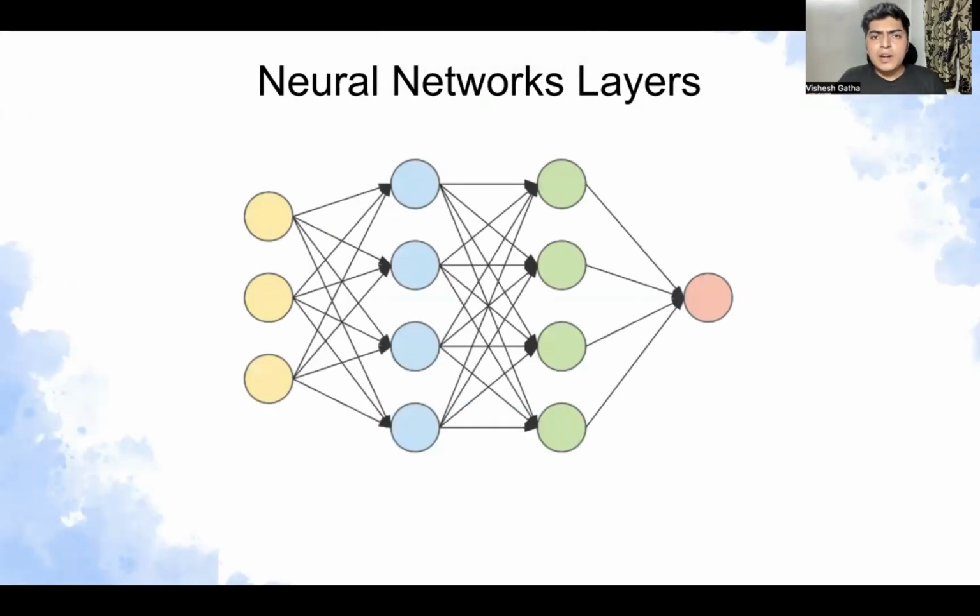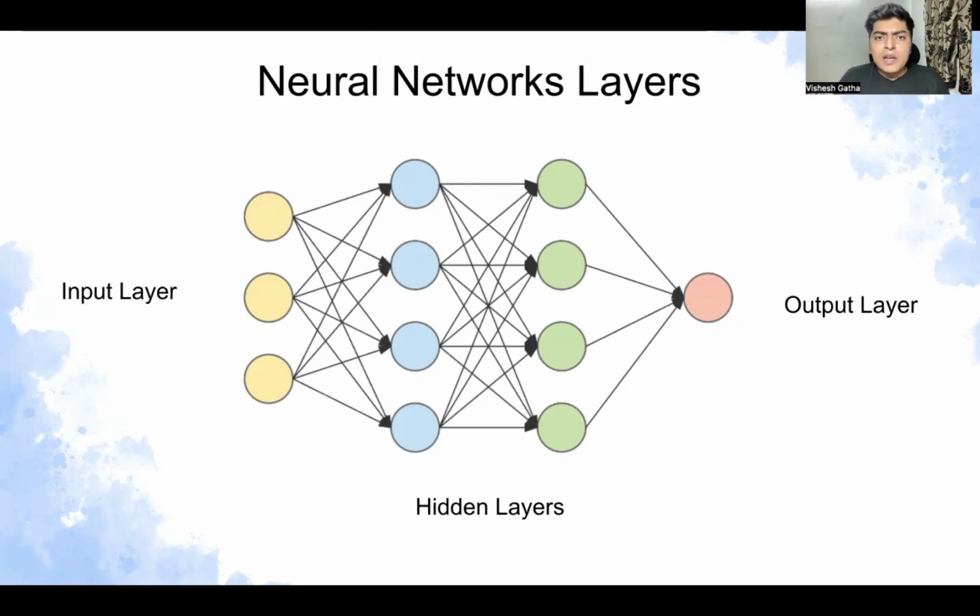The artificial neural network mainly consists of three types of layers. The first is the input layer, then the hidden layers, and the output layer. The input layer consists of all the data that we are going to give to the neural network, and the output layer consists of the predictions that the neural network has made.